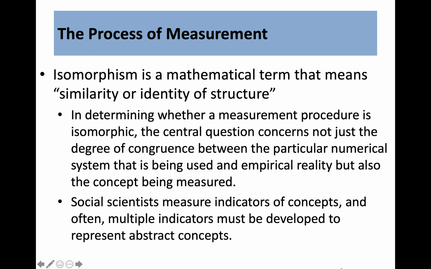Isomorphism is a mathematical term that means similarity or identity of structure, and determining whether a measurement procedure is isomorphic, the central question concerns not just the degree of congruence between the particular numerical system that is being used and empirical reality, but also the concept being measured. Social scientists measure indicators of concepts, and often multiple indicators must be developed to represent abstract concepts.